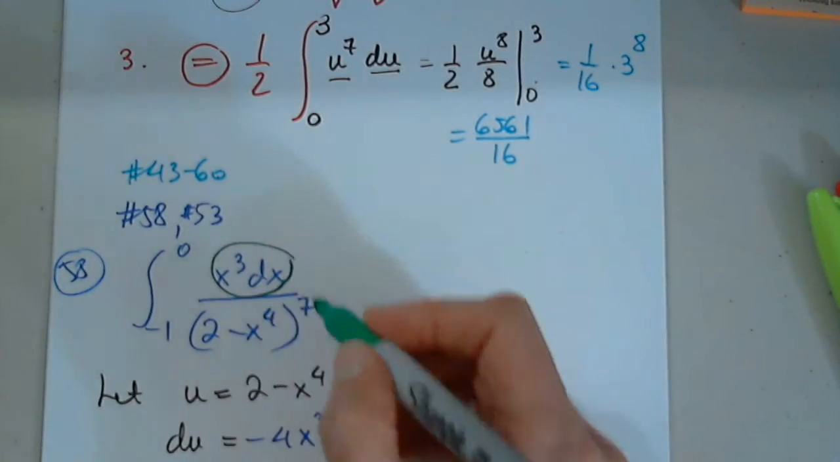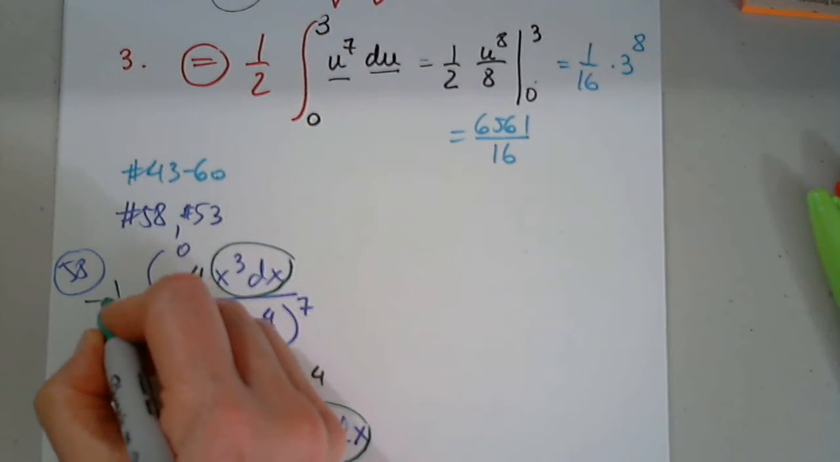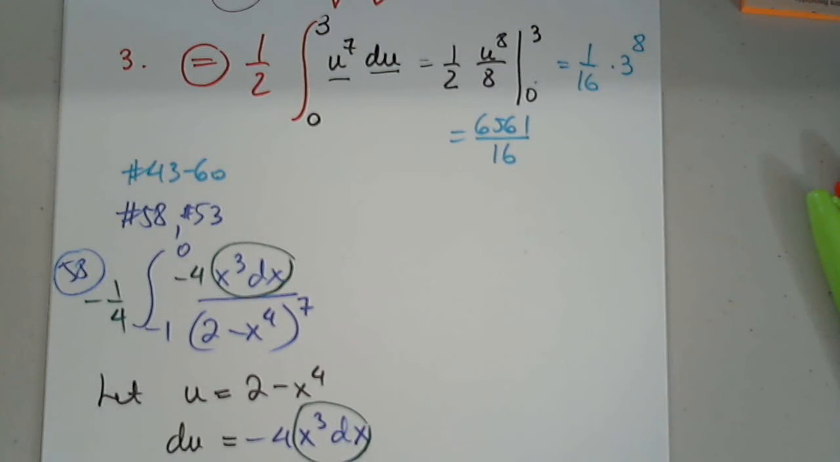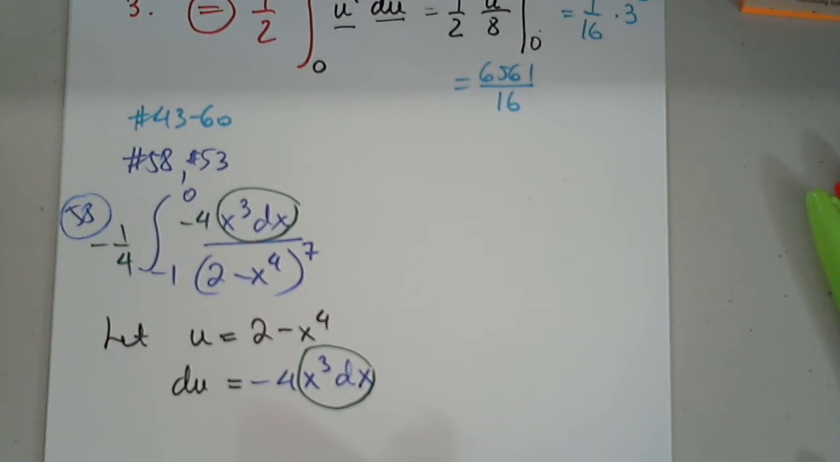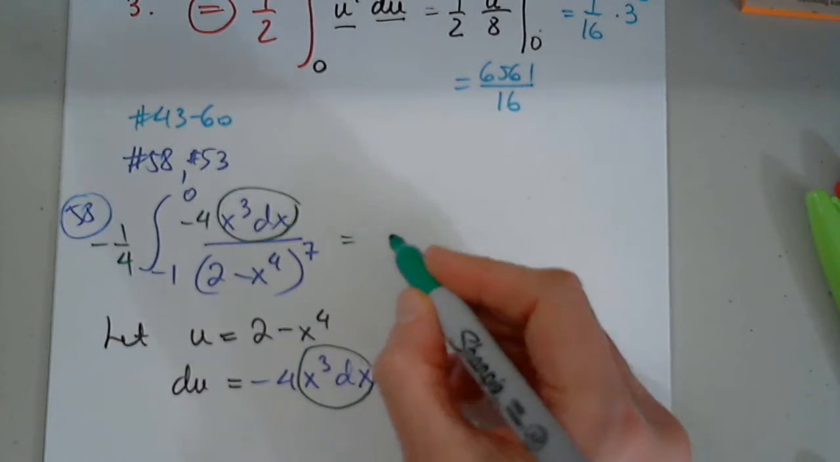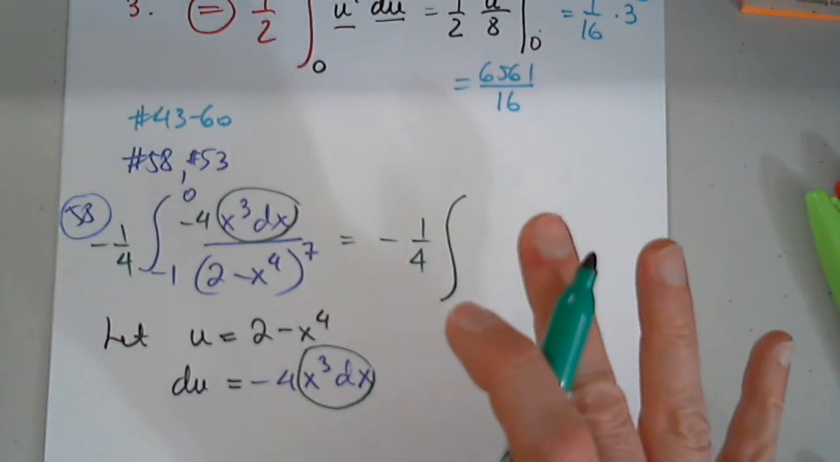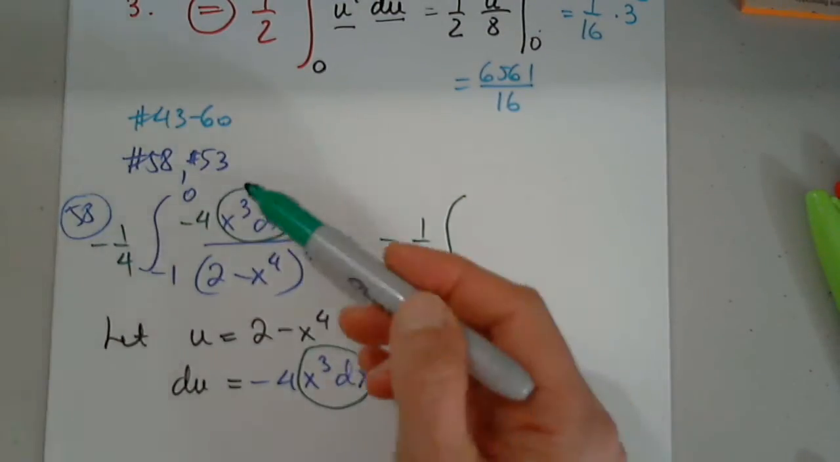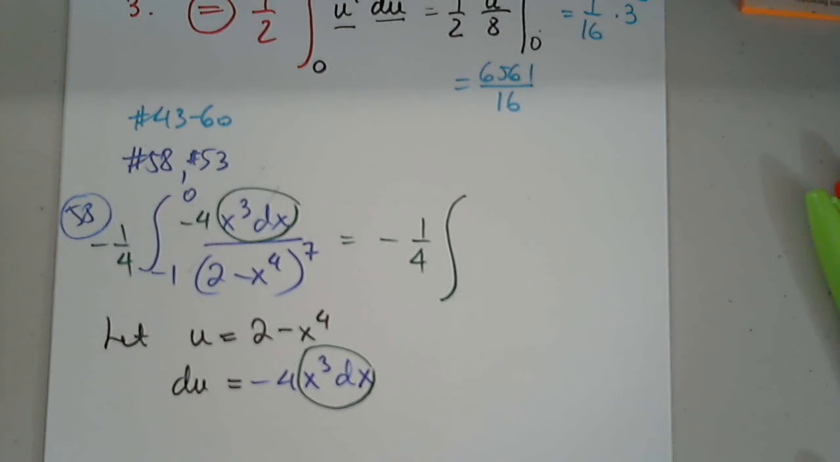Look here. This is a constant. Not a problem. Multiply by negative 4 and divide by negative 4. Nobody changed anything. So now I have negative 1 over 4. Do not copy the limits of integration, and we'll get to that in a moment. Tell me how you replace all this in terms of u. Great job.